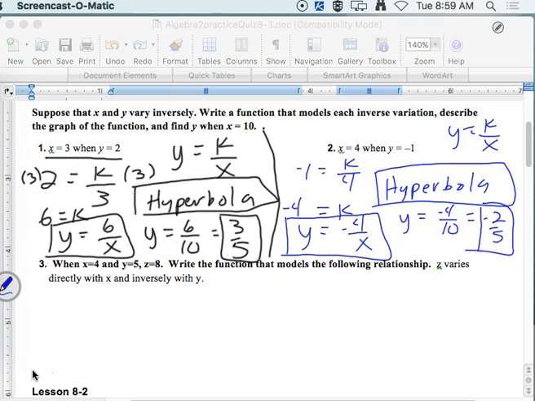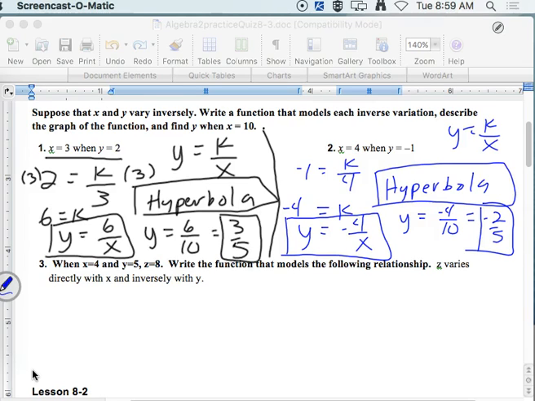So 3 parts to these. Find k, so you can write it. Then they're hyperbolic. They're going to be hyperbolas. And then go ahead and use your formula. Now, inverse variation wasn't the only variation we learned in that first section, but it's the only one that used division. Everything else was multiplication.